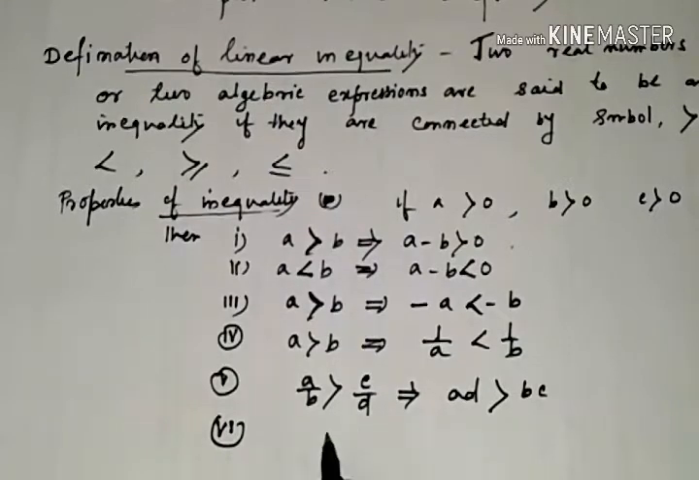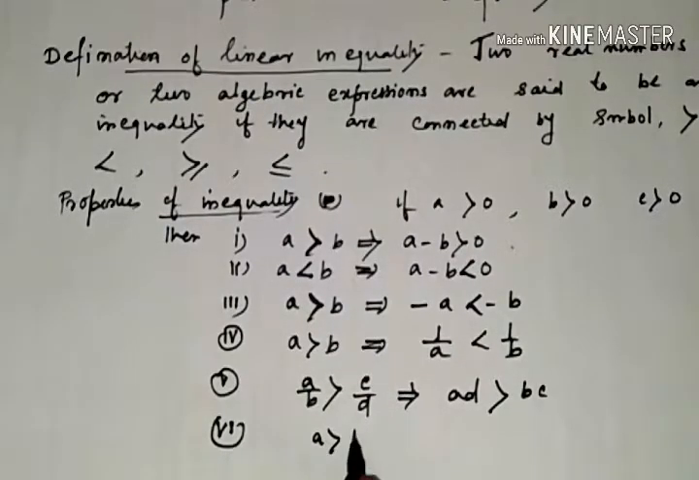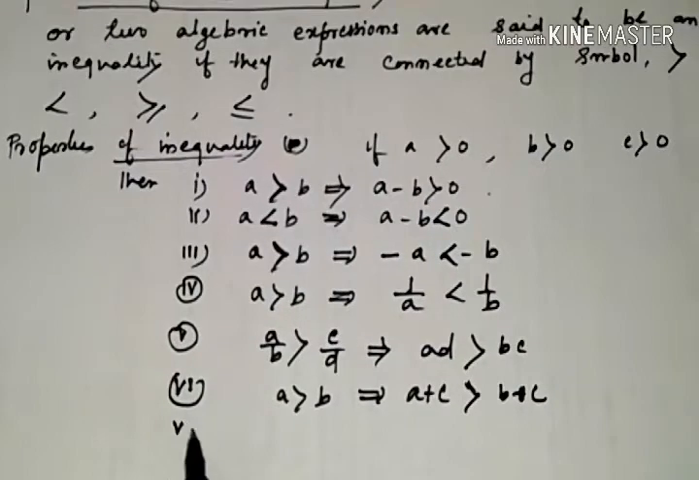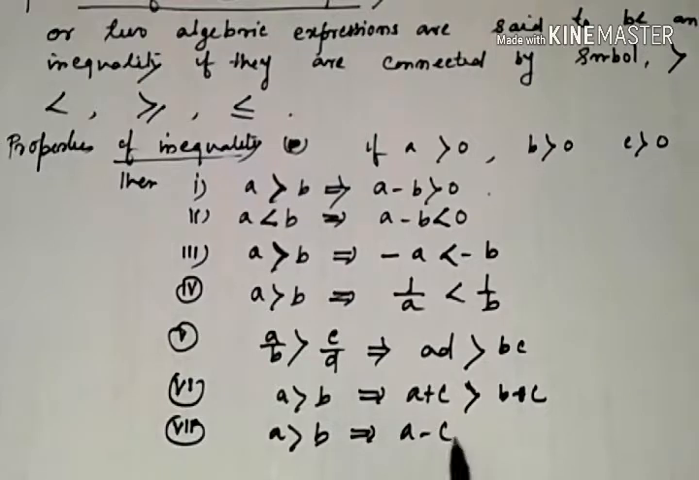Sixth property, that is A greater than B implies A plus C greater than B plus C. That is, if we add another positive number to both sides, the sign remains the same. Also A greater than B implies A minus C also greater than B minus C. That is, if we subtract another positive number from both sides, then the sign will remain the same.